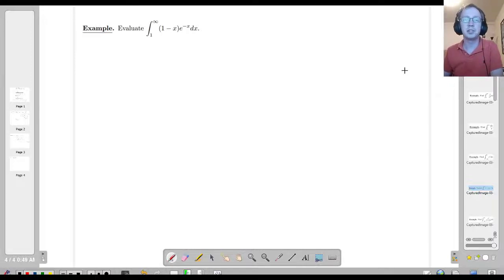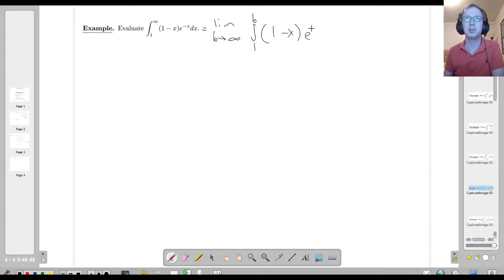This next exercise is going to take a little more advanced math to get to our answer, but it's still going to use the same basic principle. Because I have an infinite limit of integration, the first step, as always, is going to be to go ahead and rewrite that using a limit. I'm just going to let b approach infinity, and I'm going to integrate from 1 to b.